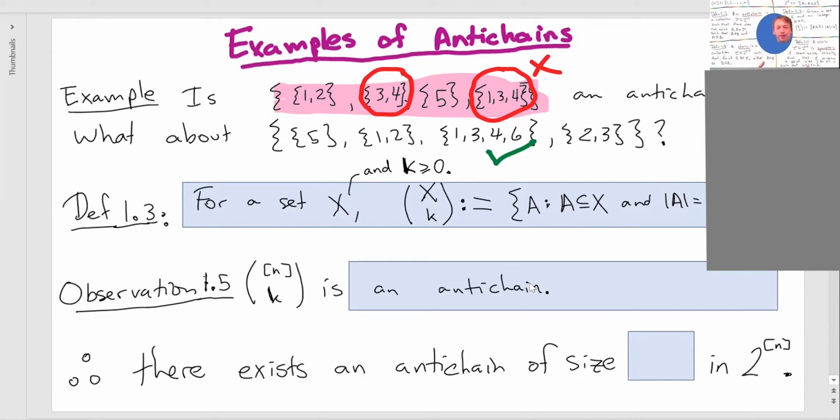So you can't have these things being nested. Therefore, for every K, there exists an antichain of size... oh yeah, of course. So how big is this thing? The number of subsets of size K is N choose K. So the cardinality of this thing is N choose K. So for every K, you get an antichain of size N choose K.